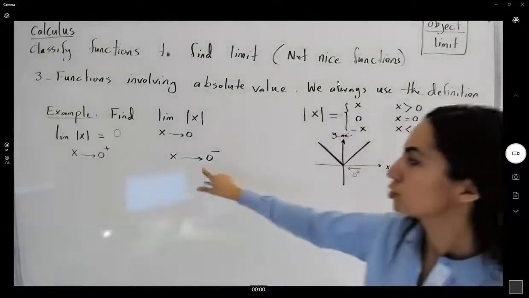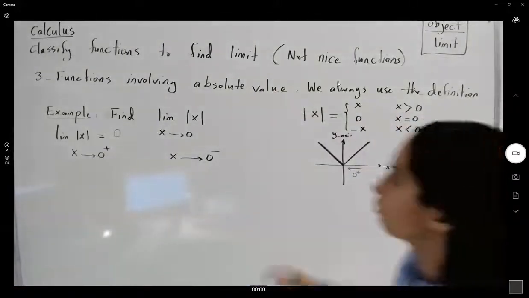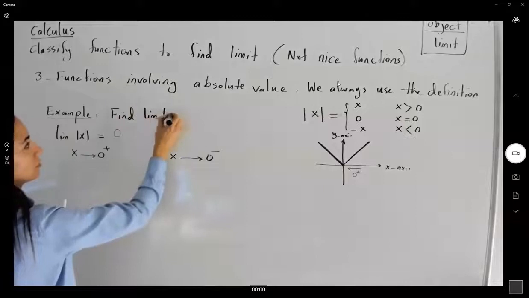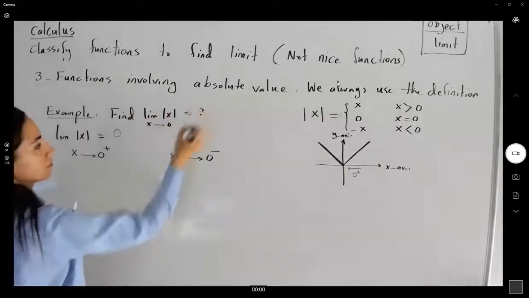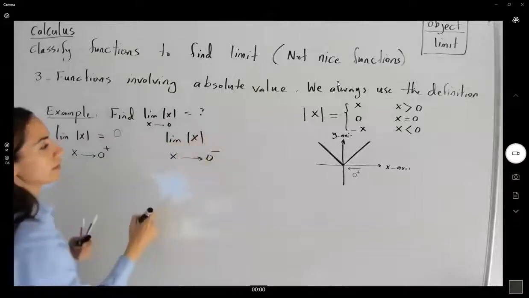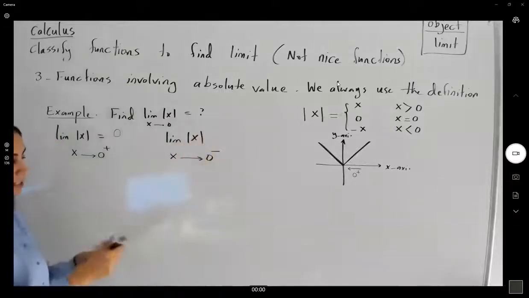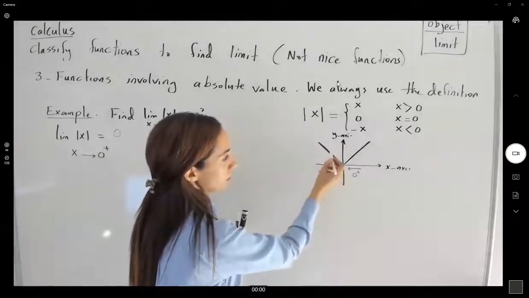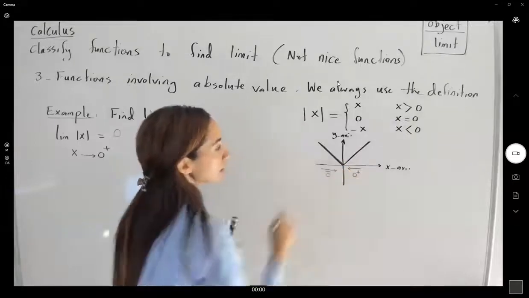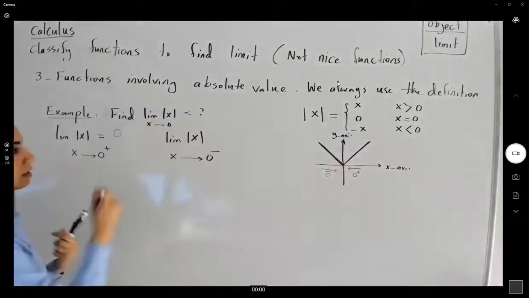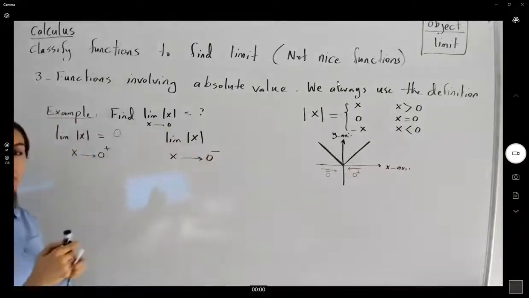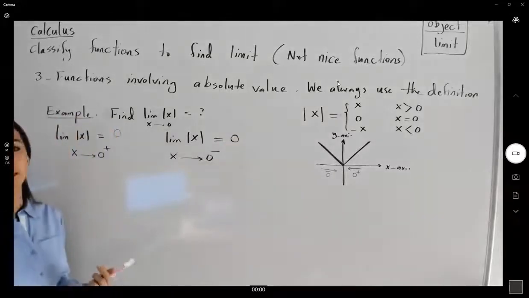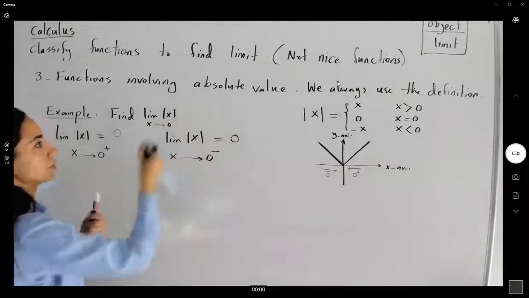What if I go to 0 from left-hand side? What would be the limit of absolute value of x as x approaches to 0 from left-hand side? We are getting closer and closer to 0 from left-hand side. What is the y value? The y value is getting closer and closer to 0 on y-axis. This guy is also equal to 0. 0 is equal to 0. Yes. What's the meaning of that? It means that the limit is equal to 0.